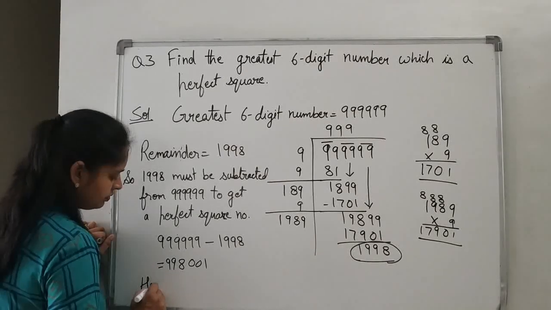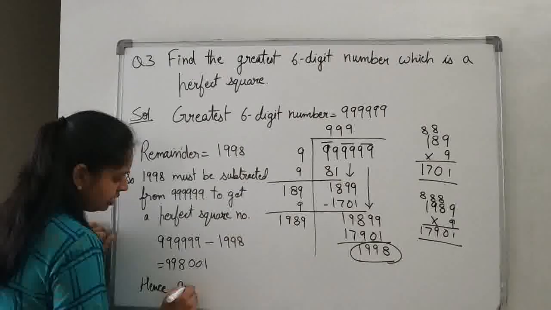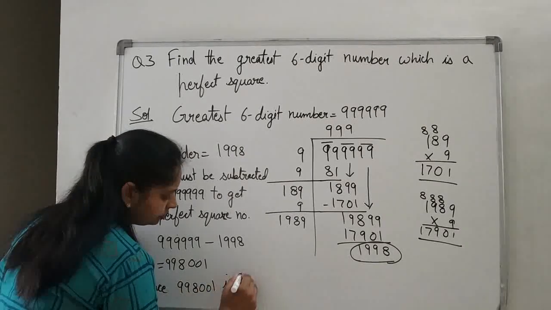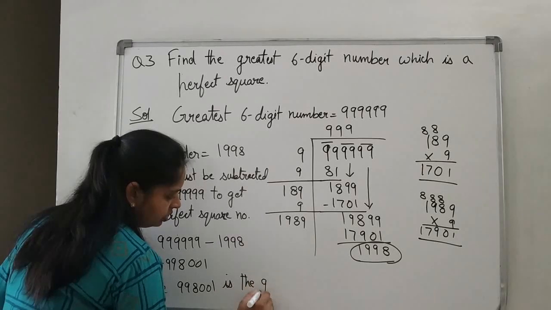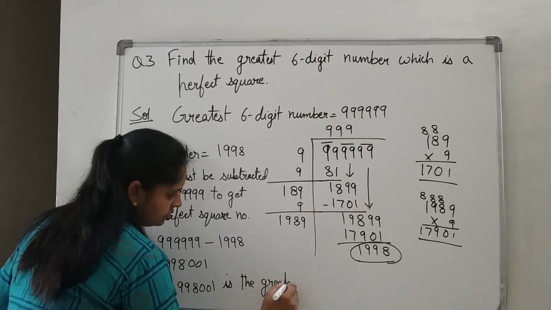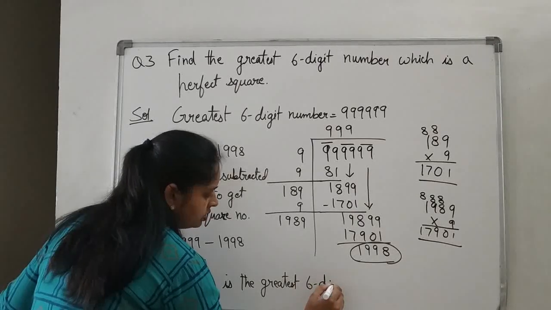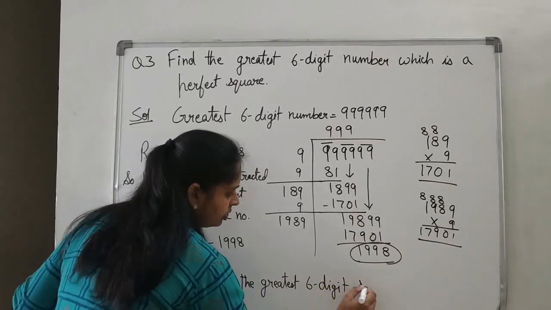Hence, 998001 is the greatest 6-digit square number.